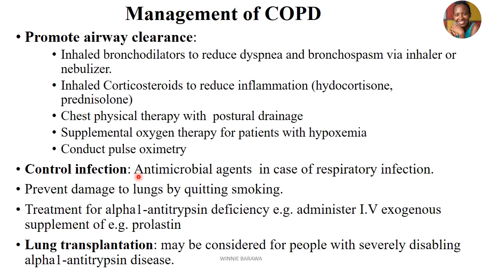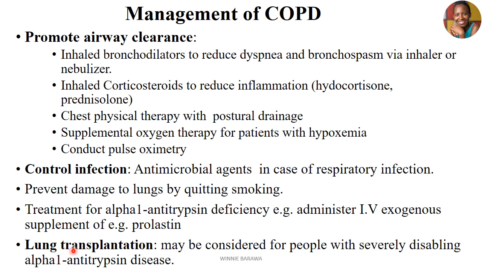The next management we can impose is control of infection through administration of antimicrobial agents in case you're worried about respiratory infections, which we have seen in this disease are a trigger, but also one of the reasons for the recurrent cough and recurrent infection among chronic bronchitis patients. To prevent damage to the lungs, you need to encourage the client to quit smoking or any behaviors that tend to exhibit the symptoms and the disease. Then there's need for treatment of the alpha-1 antitrypsin deficiency, preferably by administering IV exogenous supplements of antitrypsin, and this can be given, for example, via prolastin.